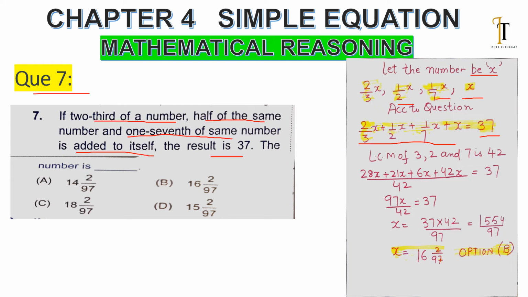Now to find the value of x, let's take the LCM of 3, 2 and 7, which is 42. Now on solving for the value of x, we got 1554 divided by 97. Converting to mixed fraction, that is 16 2 by 97. Let's check in the options. So here the option will be B.